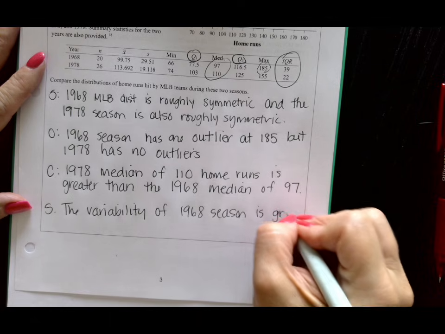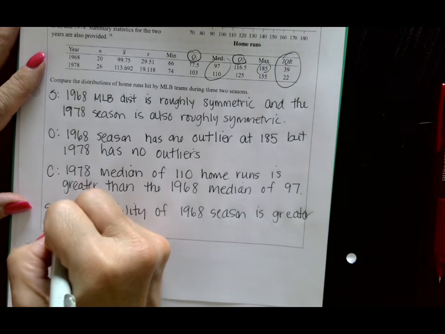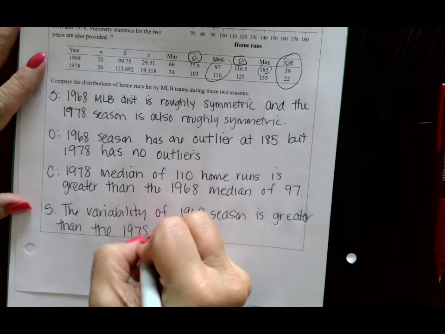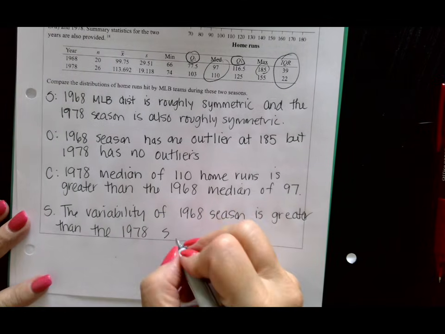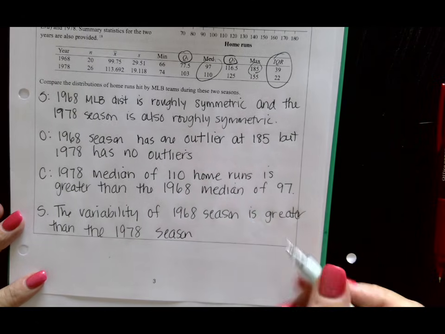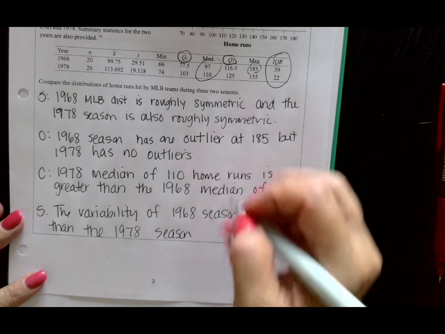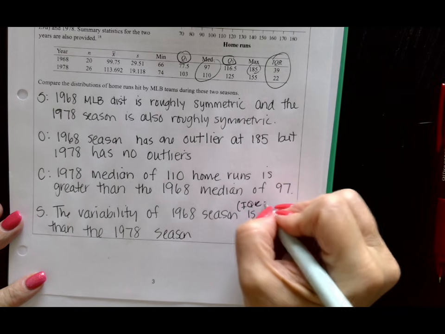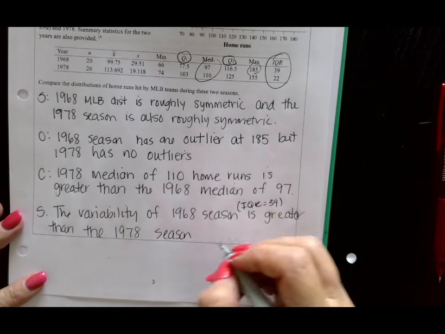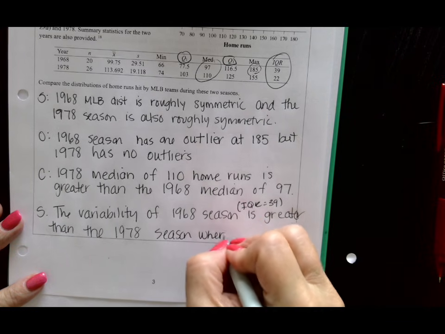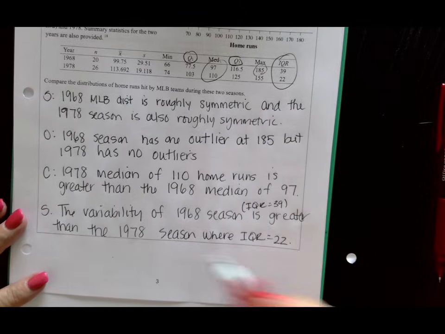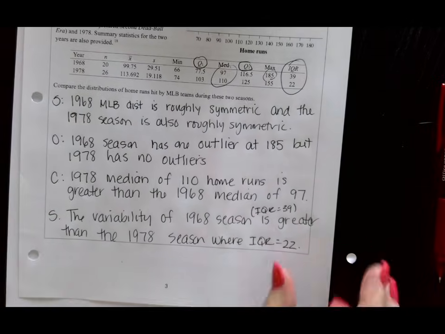So I'm going to say that the variability or spread, either word, of the 1968 season is greater than the 1978 season. And probably what I should say here is the variability of the 1968 season, IQR equals 39, is greater than the 1978 season, where IQR equals 22. So this means we've got a larger spread on those two.